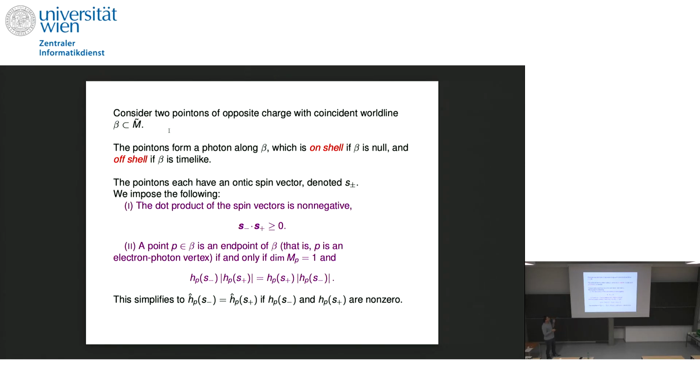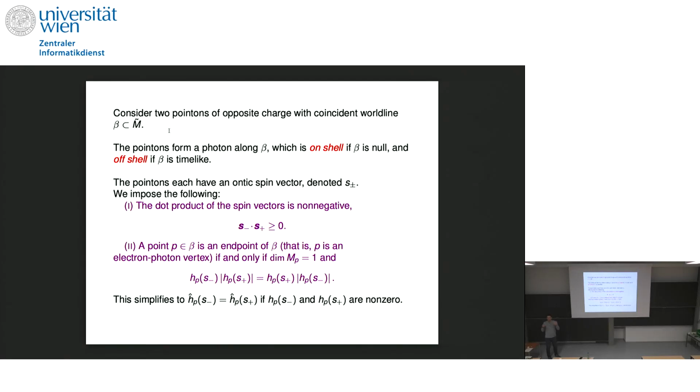Okay, so now consider 2 pointons of opposite charge with coincident world line beta. The pointons form a photon along beta, which is on shell if beta is null, and off shell if beta is time-like. So if we have this bound state together, depending on whether it's time-like or null says if it's on shell or off shell.